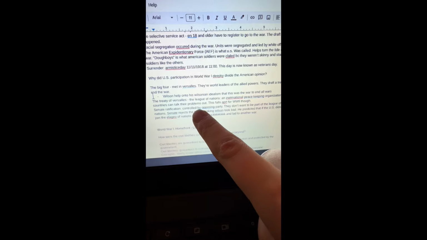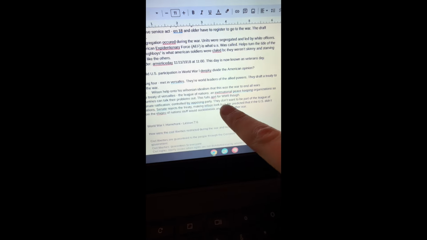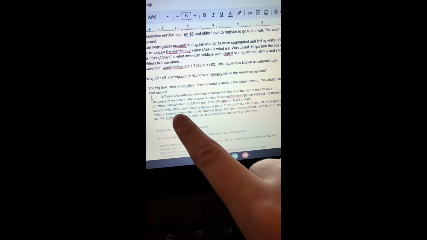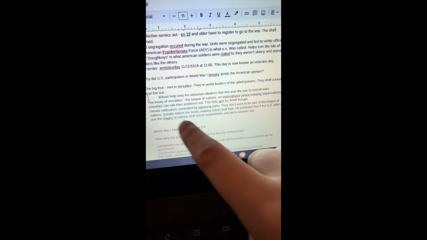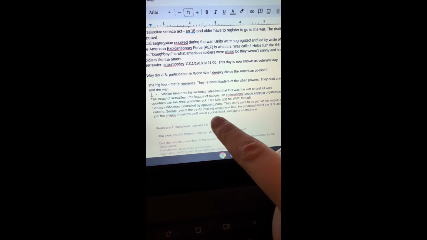Senate ratification is controlled by the opposing party. They don't want to be part of the League of Nations. The Senate rejects the treaty, making Wilson look bad. However, he predicted that if the U.S. didn't join the League of Nations, stuff would lead to another war.